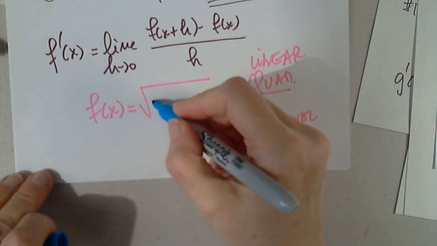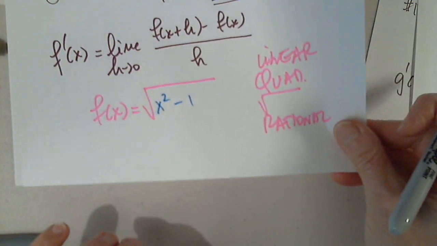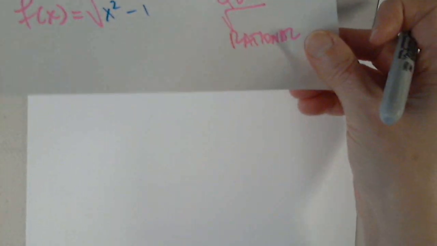I don't know. Let's look at the square root of x squared minus 1. Let's see what happens. It may take a while. We'll see. It just came to my mind. We'll see what happens.